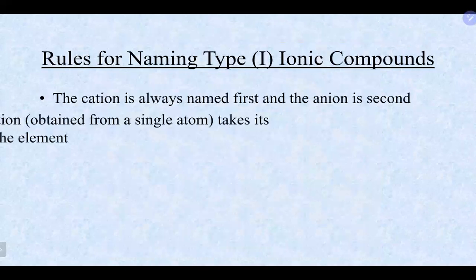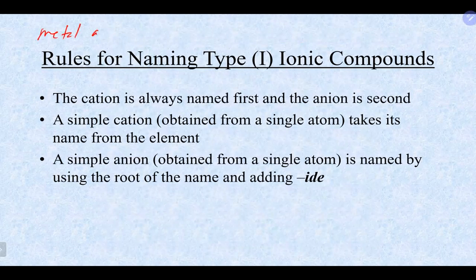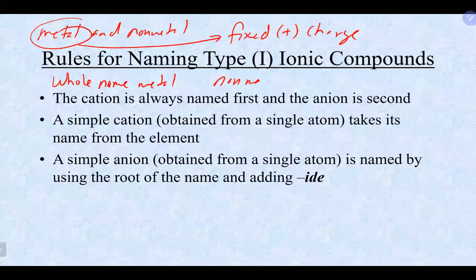So let's take a look at the rules for naming type 1 compounds. Type 1 compounds: metal and non-metal. Once again, our metal has a fixed positive charge. So really all we do to name type 1 compounds is we use the whole name of the metal, and the non-metal gets the IDE treatment at the end. So we drop the last part of the non-metal name, and lay in there the IDE treatment.